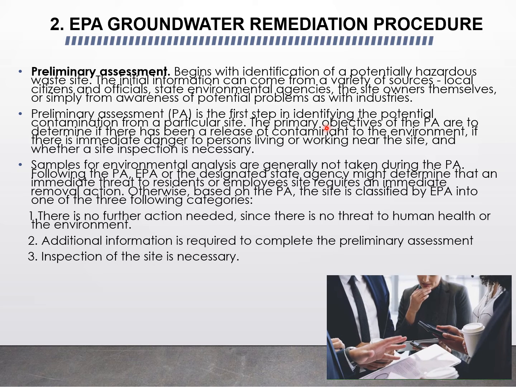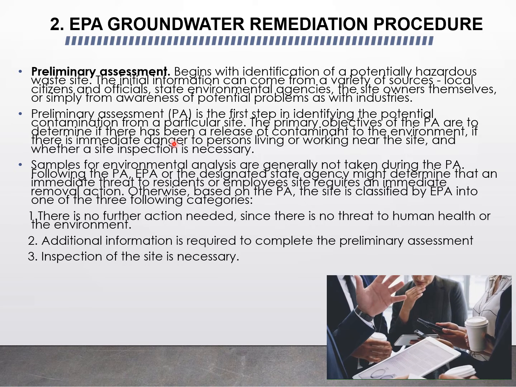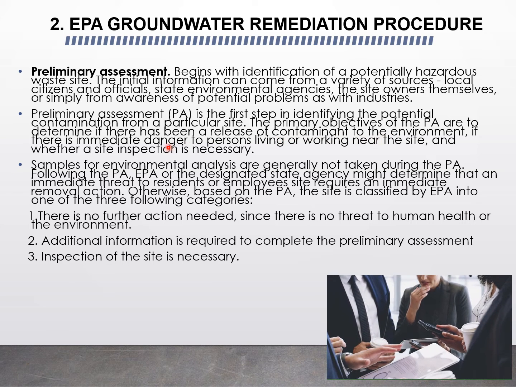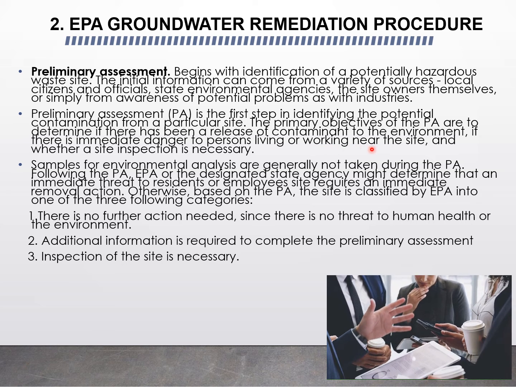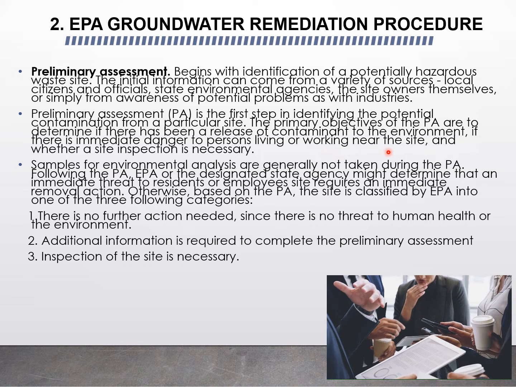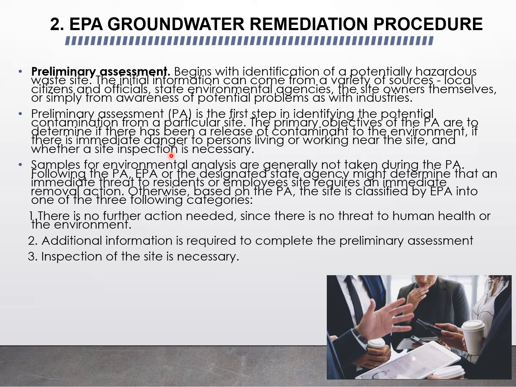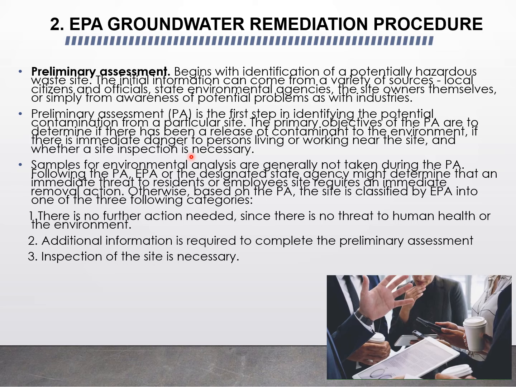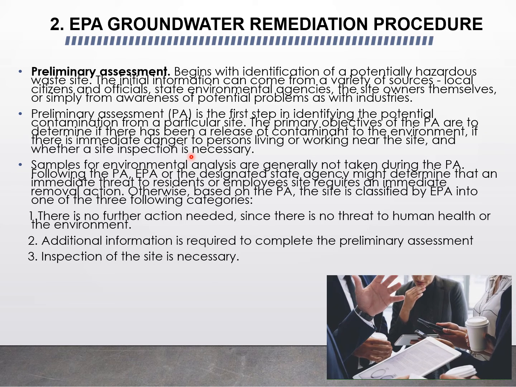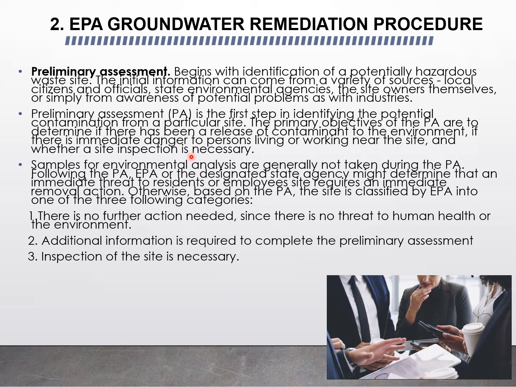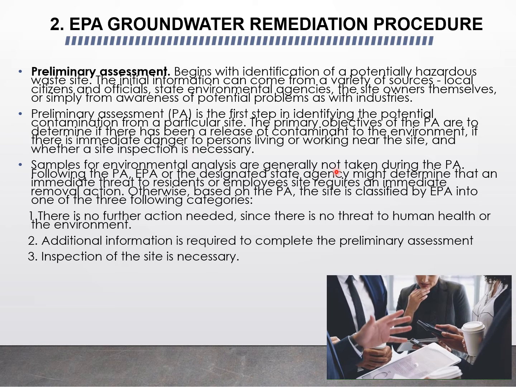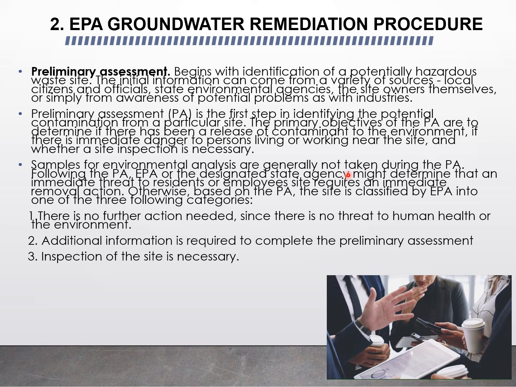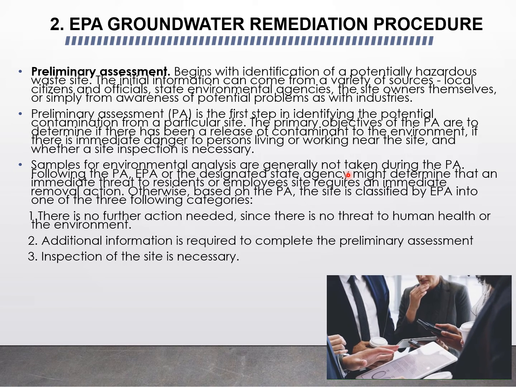The primary objective of the PA is to determine if there has been a release of contaminant to the environment, if there is immediate danger to persons living or working near the site, and whether a site inspection is necessary or not. It is to determine whether the site is hazardous or not hazardous to the environment. Samples for environmental analysis are generally not taken during the PA. They just go to the site and view what the environment at the site is like.